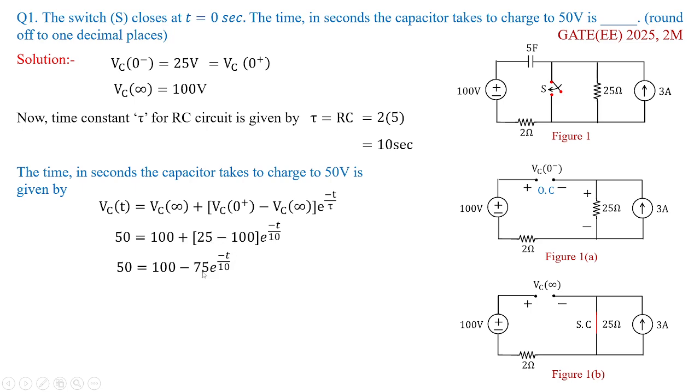25 minus 100 becomes 75. This minus becomes minus over here. In fact, 50 equal to 75 to the power of minus t by 10. This gives you the value as 2 by 3 equal to e to the power of minus t by 10. In fact, ln 2 by 3 is equal to minus t by 10. Hence, we get the value of t equal to 4.05 seconds.